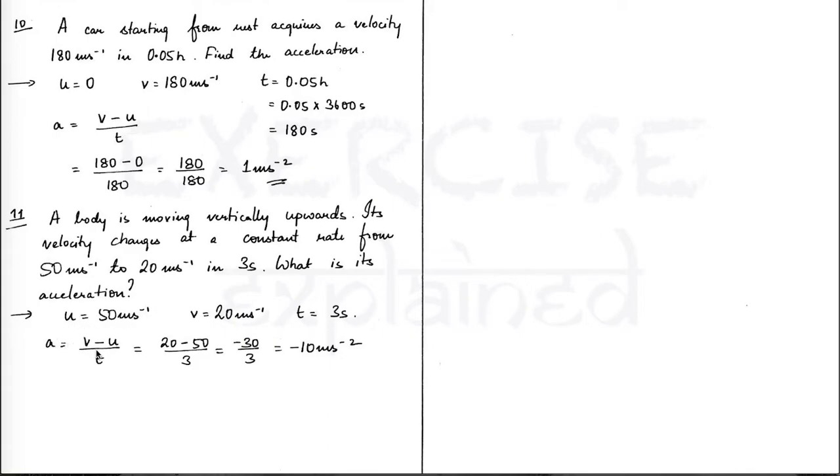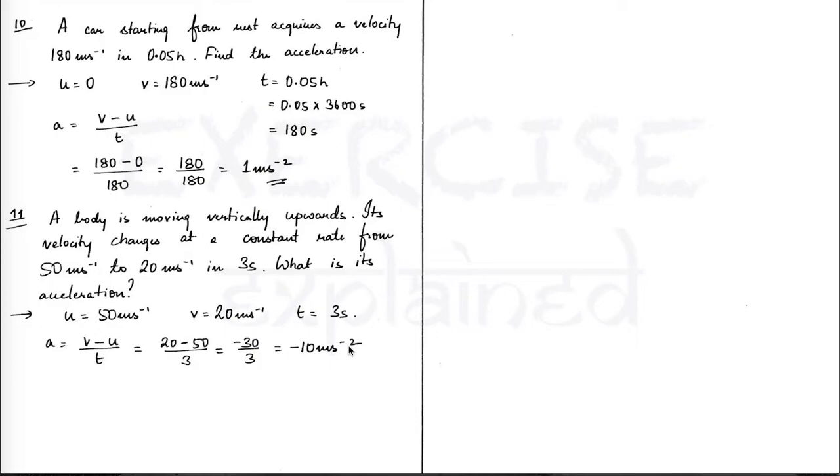So a is equal to v minus u by t. So I just substitute the value. v is 20, u is 50 and t is 3. So 20 minus 50 divided by 3. So 20 minus 50 gives me minus 30 divided by 3. So 3 into 10 times is 30. So we get it as minus 10 meter per second square.